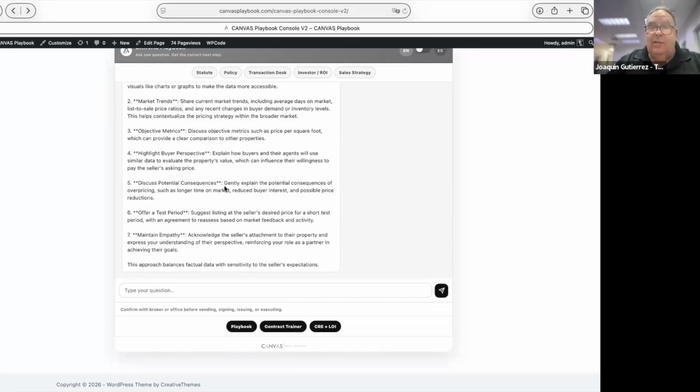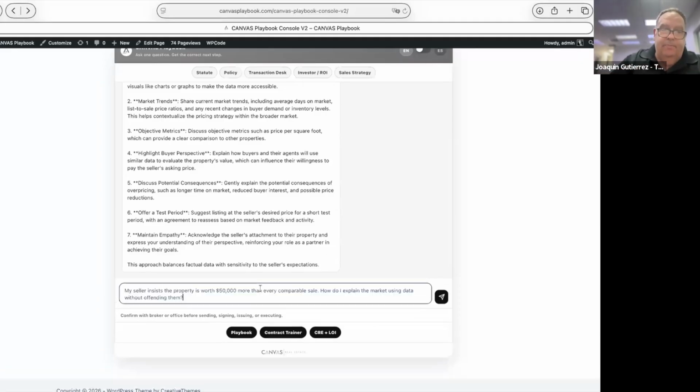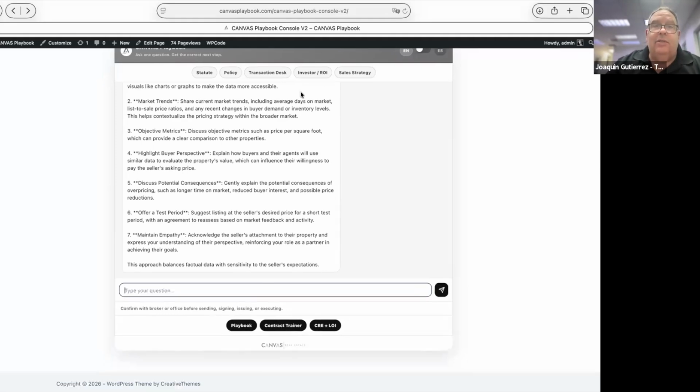Transaction desk, right? So one of the things that we've incorporated into this is the transaction desk. We incorporated what forms are used with each type of deal so that if you're not sure, you can ask. So let's see, what's the next question? My seller insisted, nope, that's not the question. That's not the one I wanted to copy.